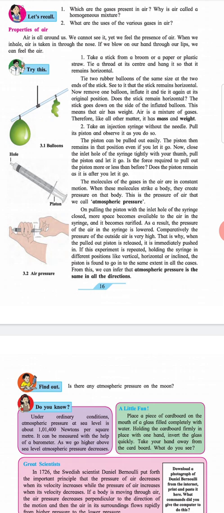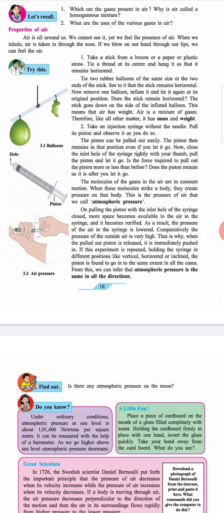On pulling the piston with the inlet hole of the syringe closed, more space becomes available to the air in the syringe and it becomes rarefied. As a result, the pressure of the air in the syringe is lowered. Comparatively, the pressure of the air outside is very high. That is why, when the pulled out piston is released, it is immediately pushed in.